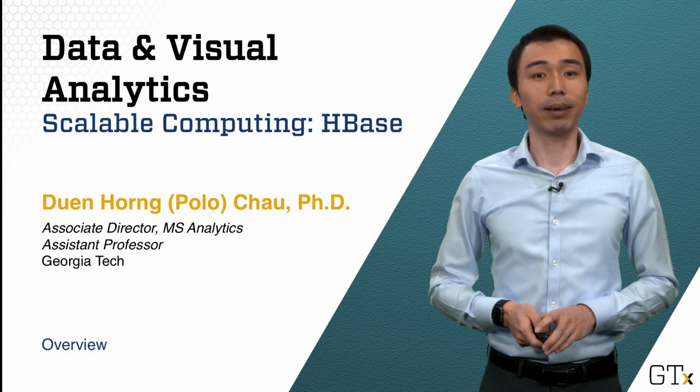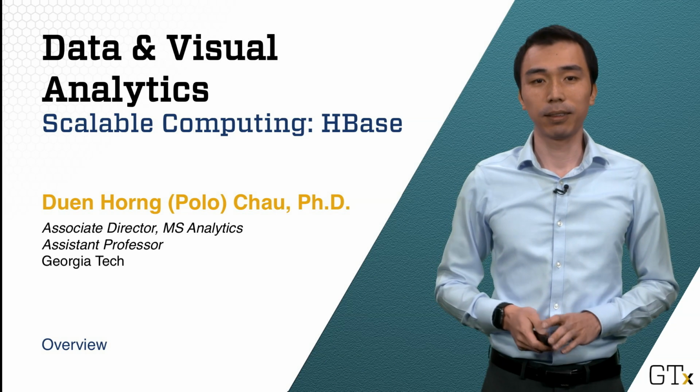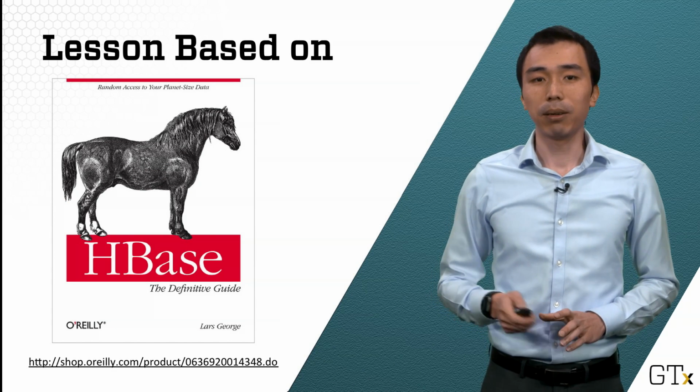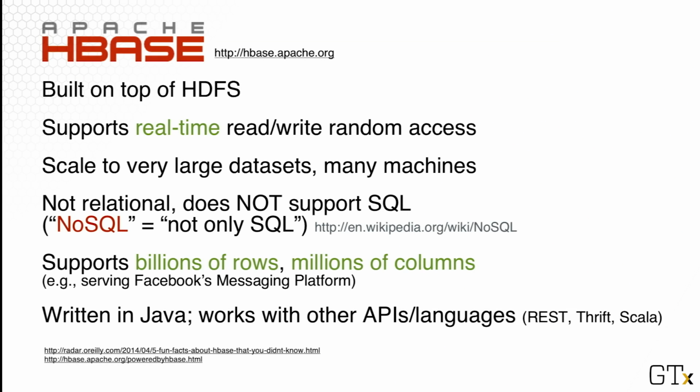In this video, we're going to look at how to handle random read and write of large datasets using HBase. Materials in this video are based in part on the book HBase: The Definitive Guide. HBase is part of the Hadoop ecosystem, typically run on top of HDFS. It supports random read and write and scale to very large datasets using many machines.